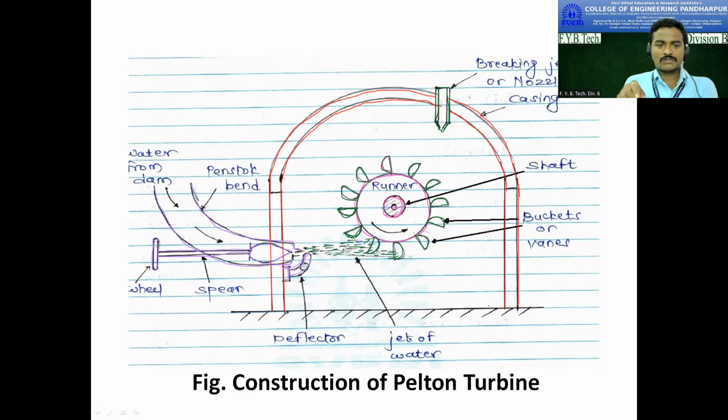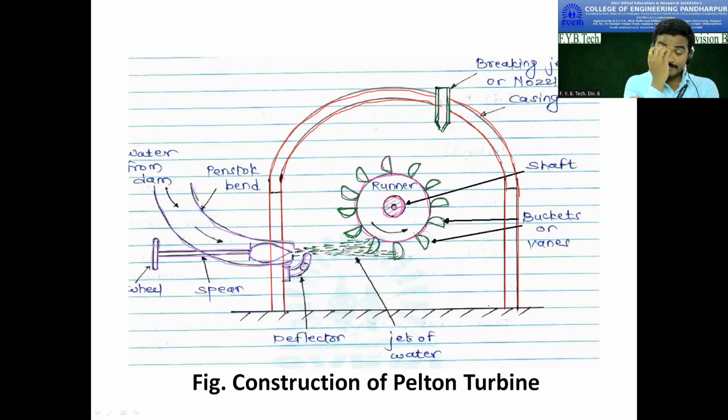Then there is a penstock. The penstock is of concrete because the pressure of the water will be very high. So to avoid the breakage or the damage of the pipe, normally it is made of concrete, right? Then there's a spear. With the help of spear, we can control the flow of water.